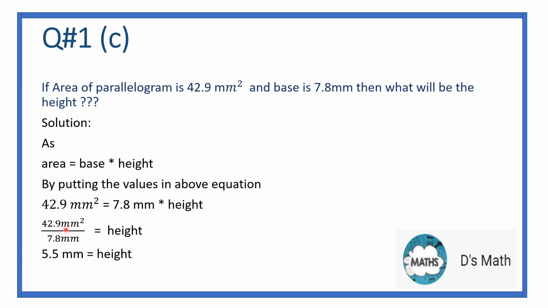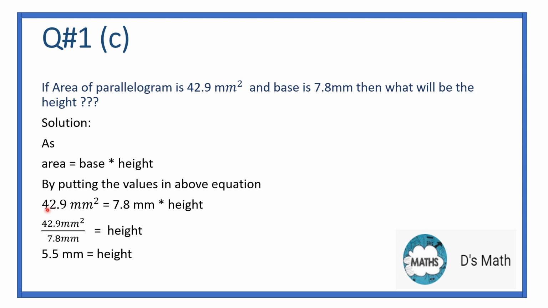Now if you divide 42.9 by 7.8 millimeter, you have the answer 5.5. And when you divide millimeter square by simple millimeter, you have the answer in millimeter, as 1 millimeter will be cancelled with the millimeter in the denominator.